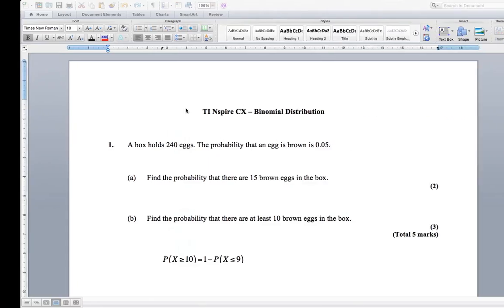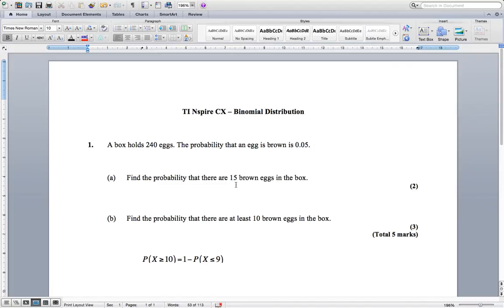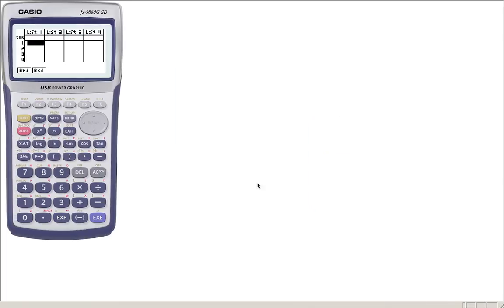So what we need to do is press and then go to stat mode, statistics mode, press F5, which is below distribution, and this time you need to choose binomial, which is F5 again. Now you can see there are two options, students, BPD as well as BCD. If you have to find a probability of a particular value, in this case P of x equal to 15, right? Find the probability there are 15 brown eggs in the box. So in that case, if you need to find the probability of a specific value, you need to use BPD. So let me press BPD.